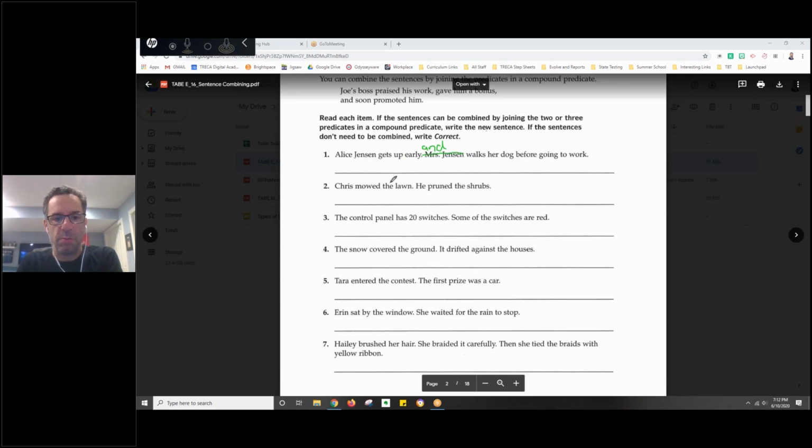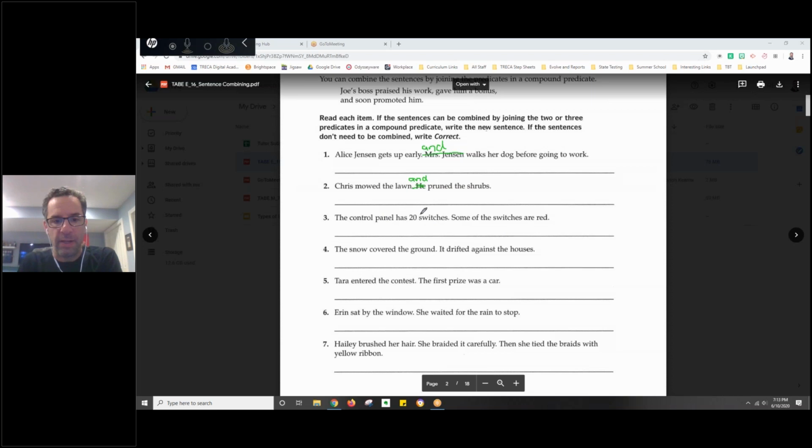Number 2 says Chris mowed the lawn. He pruned the shrubs. 2 predicates in this one that I can see. I don't see 3, I just see 2. So I would say again, you could say Chris mowed the lawn and pruned the shrubs. So that would be how I would combine them. Third one, and then you can do the rest.